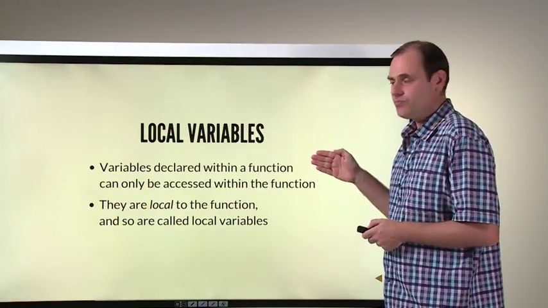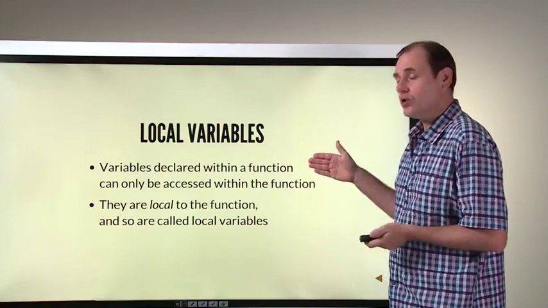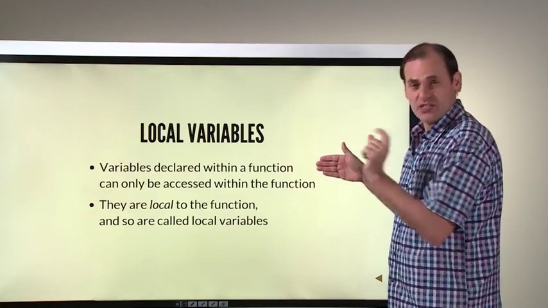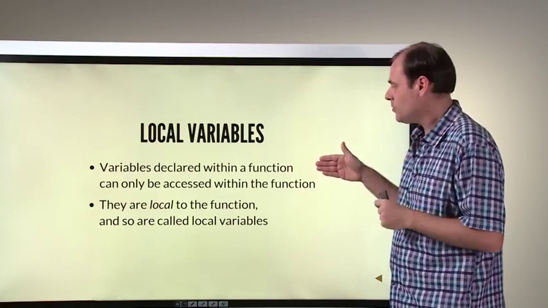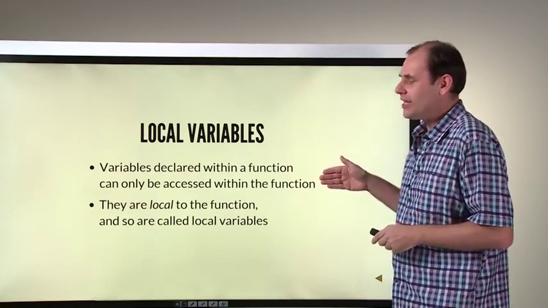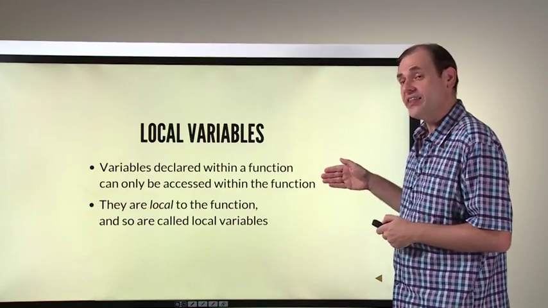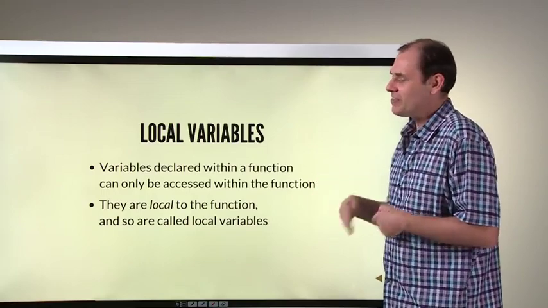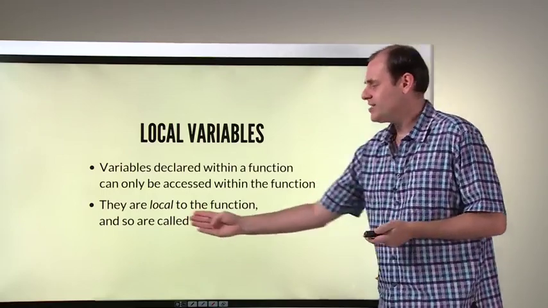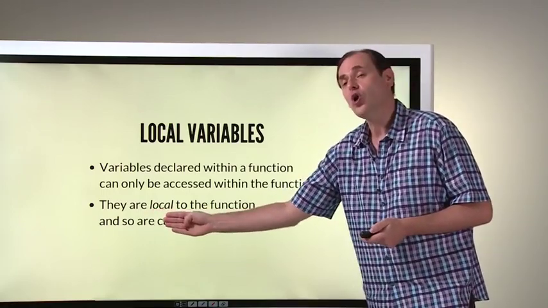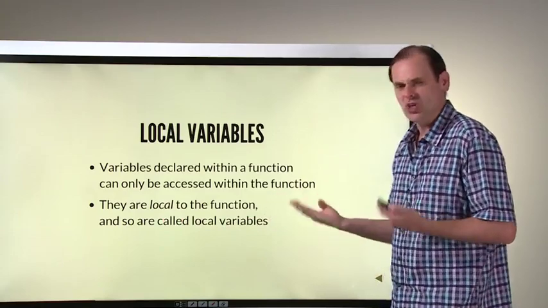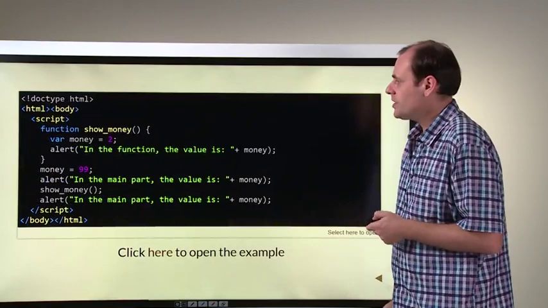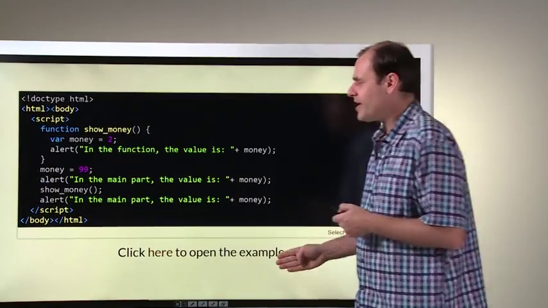You declare them. If you declare a variable in JavaScript within a function, remember var x, something like that, that is declaring a variable, then that variable can only be accessed within that function, not outside the function. And the language we use to understand that is we say the variables are local to the function. We use the word local, okay? So they're local variables. So let's have a quick illustration of that.